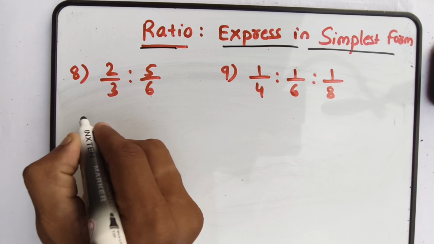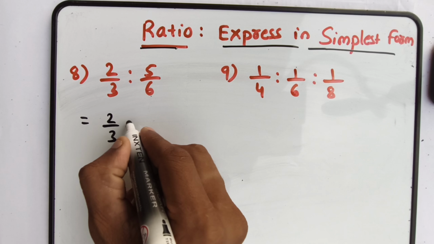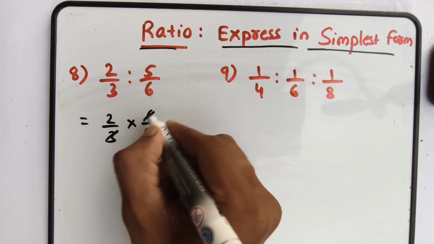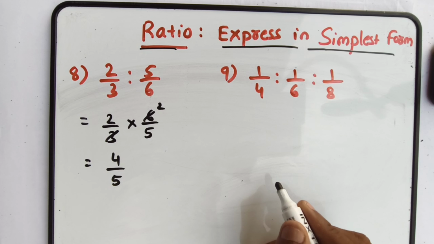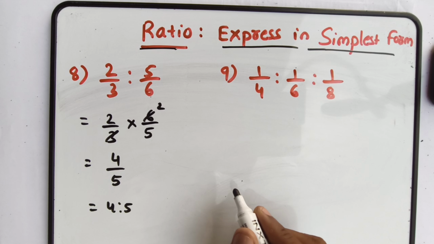Let's solve one more question now. 2 by 3 ratio 5 by 6. This ratio can be written as multiplication by taking the reciprocal, 6 by 5. 3 1s are 3, 3 2s are 6, that is 2 into 2, 4 by 5. The answer is 4 ratio 5.